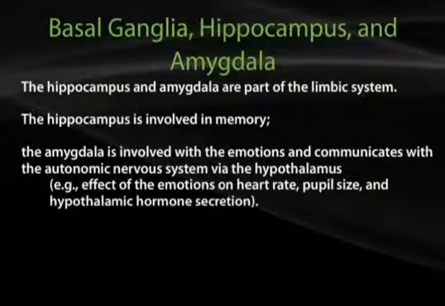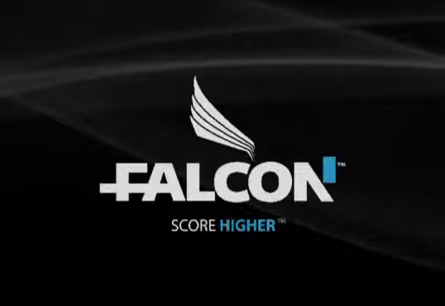Hippocampus and amygdala are part of the limbic system. The hippocampus is involved in memory. The amygdala is involved with emotions and communicates with the autonomic nervous system via the hypothalamus. For example, the effect of the emotions on heart rate, pupil size, and hypothalamic hormone secretion. This concludes the section Organization of the Nervous System.